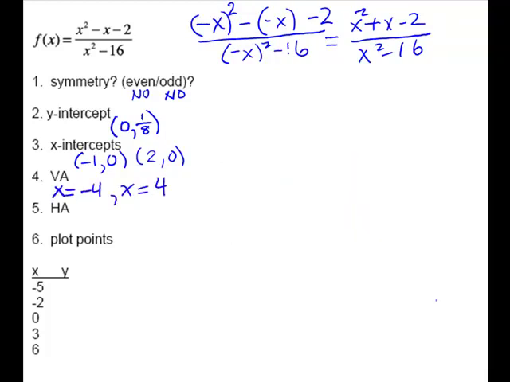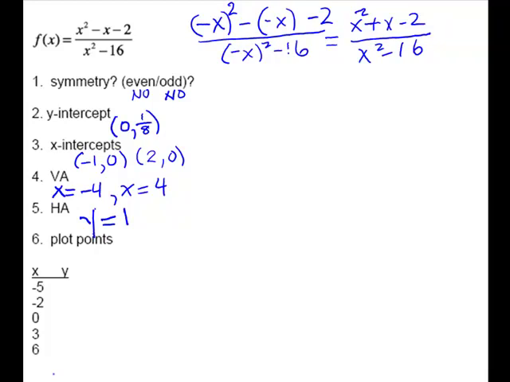For the horizontal asymptote, we go back to our table and look at the degrees. The degree of the numerator is 2. The degree of the denominator is 2. They are equal. So your horizontal asymptote is going to be y equals the leading coefficient, which is 1 over 1. So y equals 1.